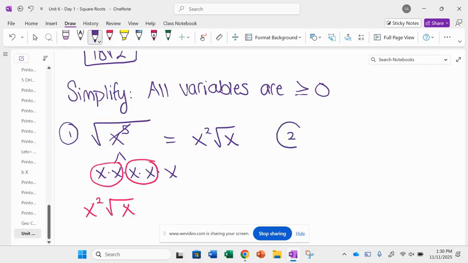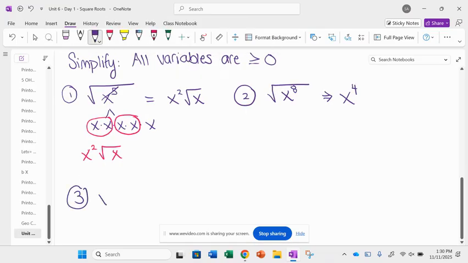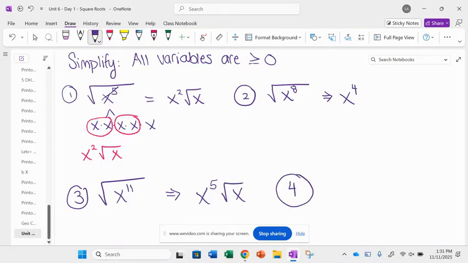Now there's a shortcut. Let me know if you think you know the shortcut. If I have the square root of x to the 8th power, can somebody tell me what that's going to be? Arav? Yes, it's going to be x to the 4th. If you think you know this shortcut, can somebody tell me what would be the square root of x to the 11th power? Justin? X to the 5th root x. What would be the square root of x to the 3rd power? Stephen? X root x. What is the shortcut? Rihan?